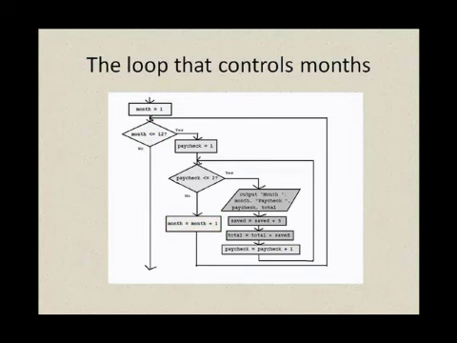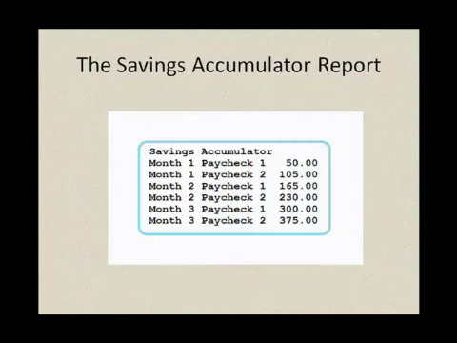So you have a loop within a loop, 2 paychecks within each of 12 months. The output would show figures for month 1, paycheck 1, month 1, paycheck 2, then month 2, paycheck 1, month 2, paycheck 2, and so on. You've successfully used nested loops to solve this problem.